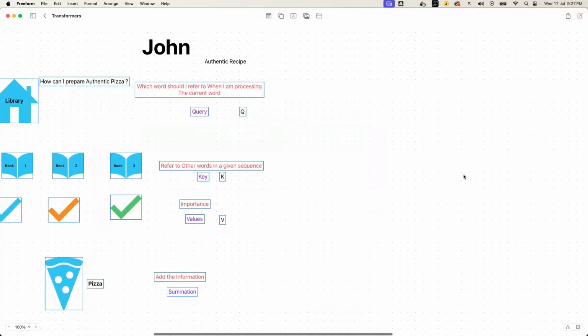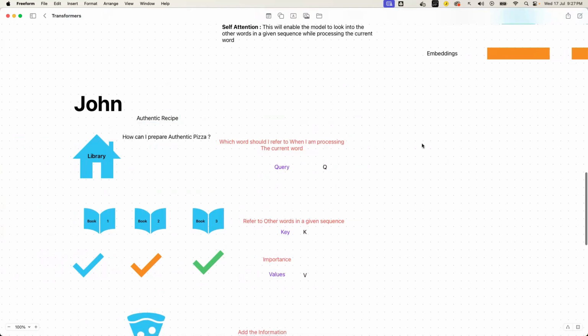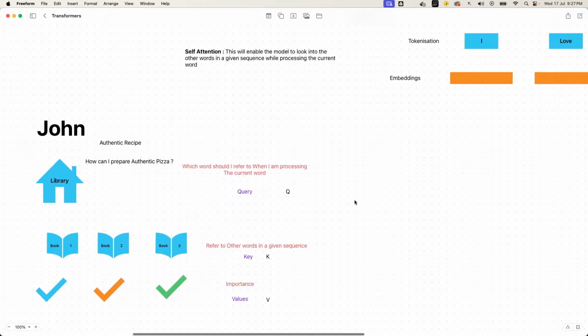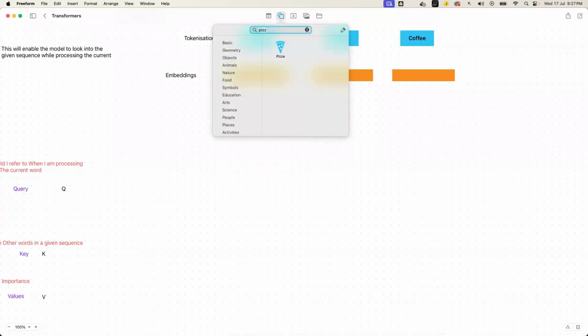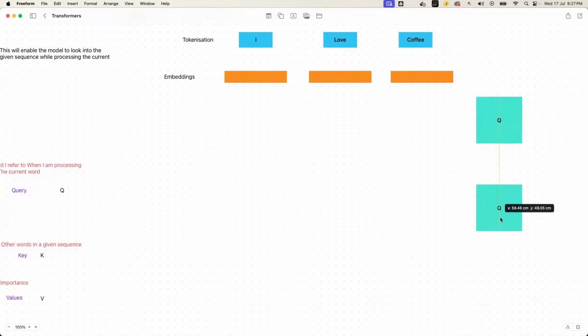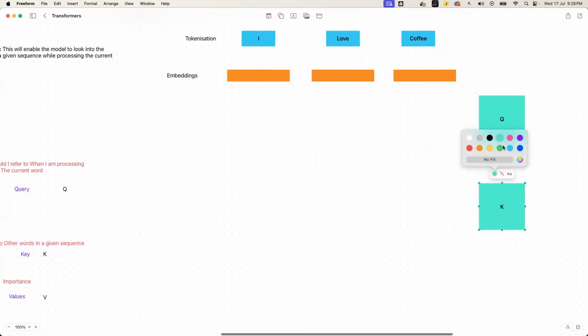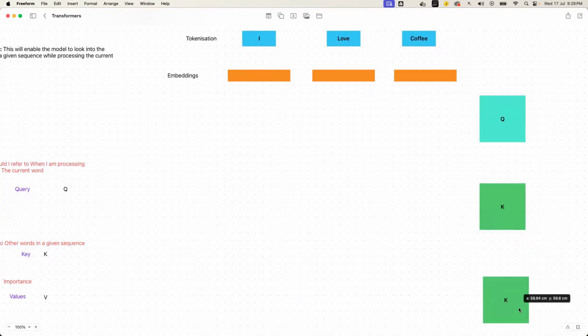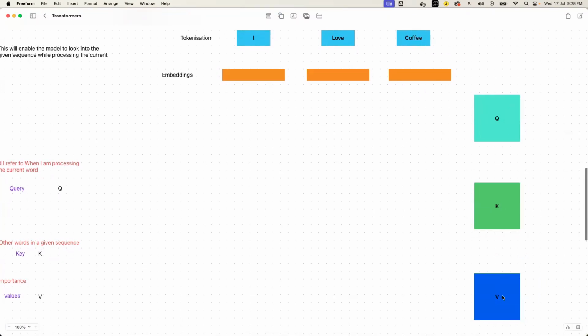So let me place it on the side. Okay, let's keep our John this side. Now, how does it work? On this word embedding, we will generate three matrices. One matrix we'll call Q. The other matrix we'll call K, which I'll call keys. And the other matrix I would call value, that is V. So Q, K, and V are the three matrices that I will generate.